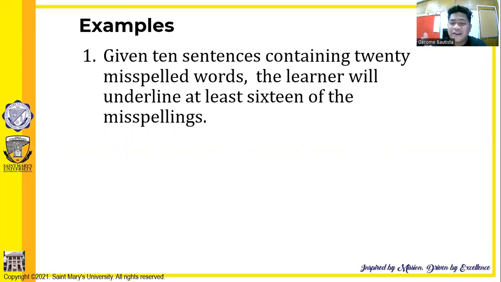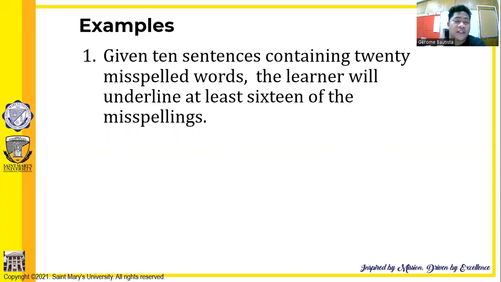It's the learner. What is the behavior? It's underline misspellings. In the behavior in ABCD, we have to include already the product. So here, the behavior is underline misspellings. But if you will see underline, I think that's still acceptable because we are simply looking for the behavior. But it will be lacking information if we will simply say underline. We have to associate already or to include already the product, which is misspellings.